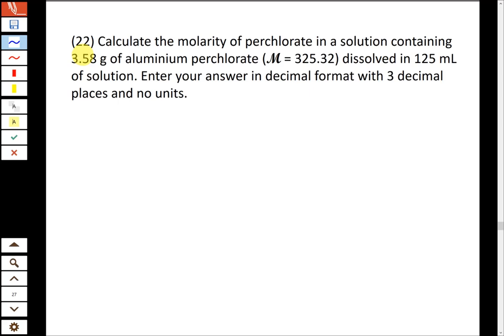So we want to calculate the molarity of perchlorate in a solution containing 3.58 grams of aluminum perchlorate dissolved in 125 milliliters of solution. So the first thing we need for this is, again, the formula of the compound, because it's written out for us. We have the molar mass. That's going to be helpful.